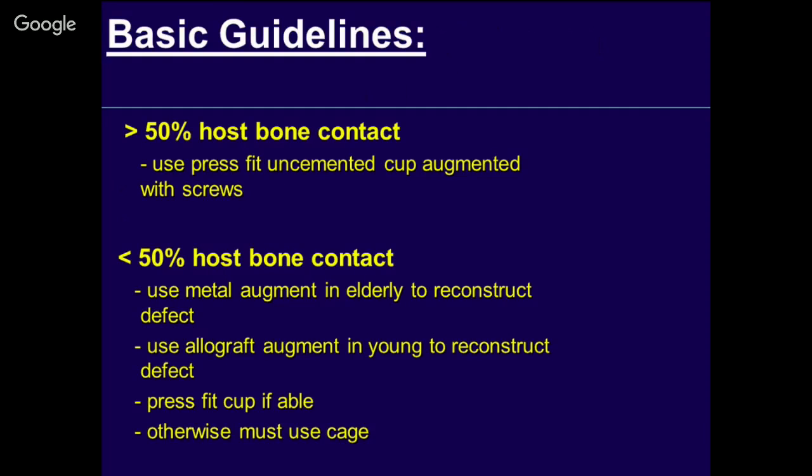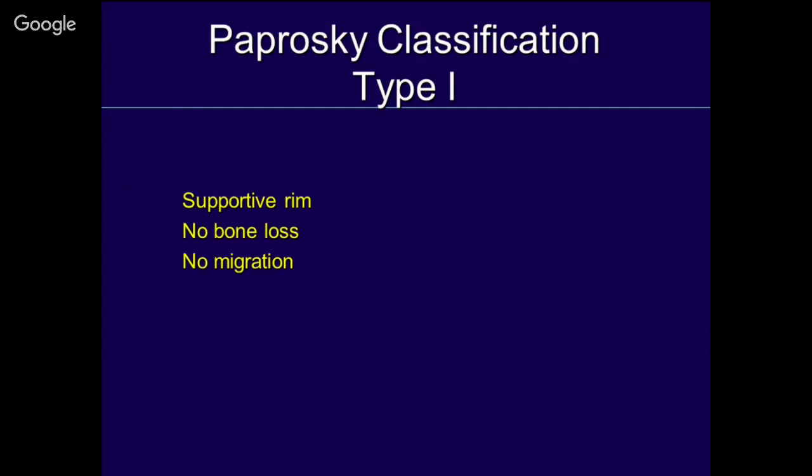And if there is less than 50% of the host bone, we use a metal augment in the elderly to reconstruct the defect. We can use an allograft augment in the young to reconstruct the defect. We can use a press-fit cup, or otherwise you can use a cage. So this is the classification.